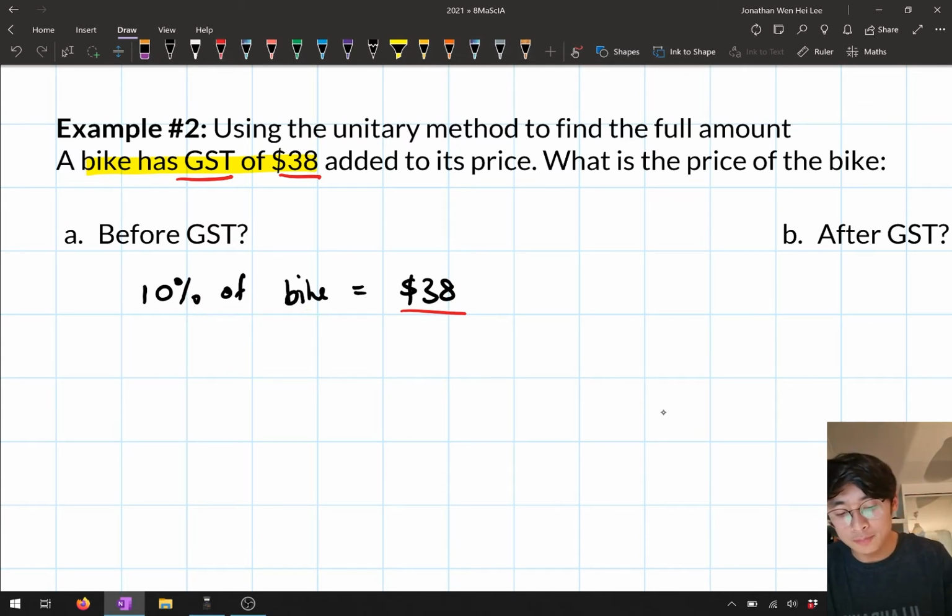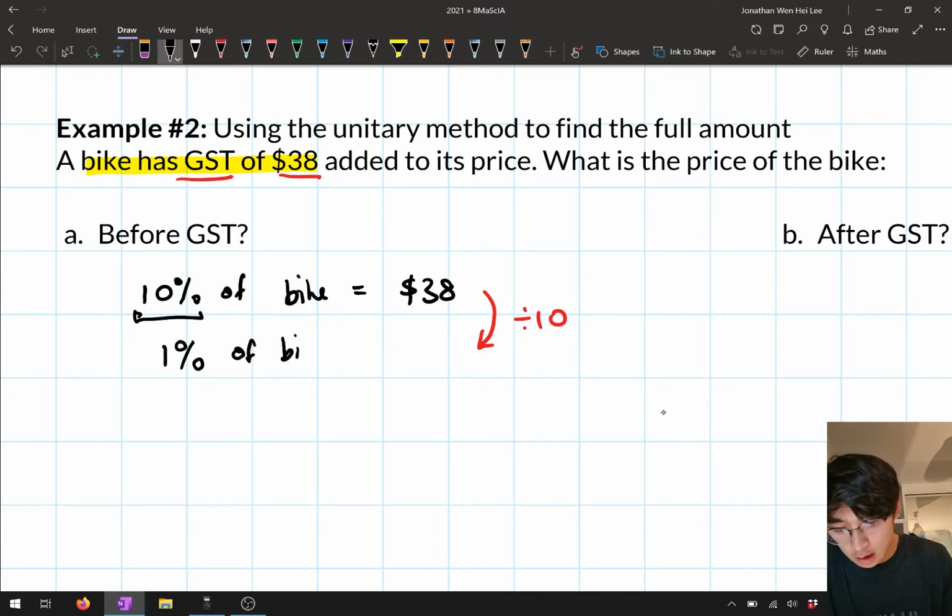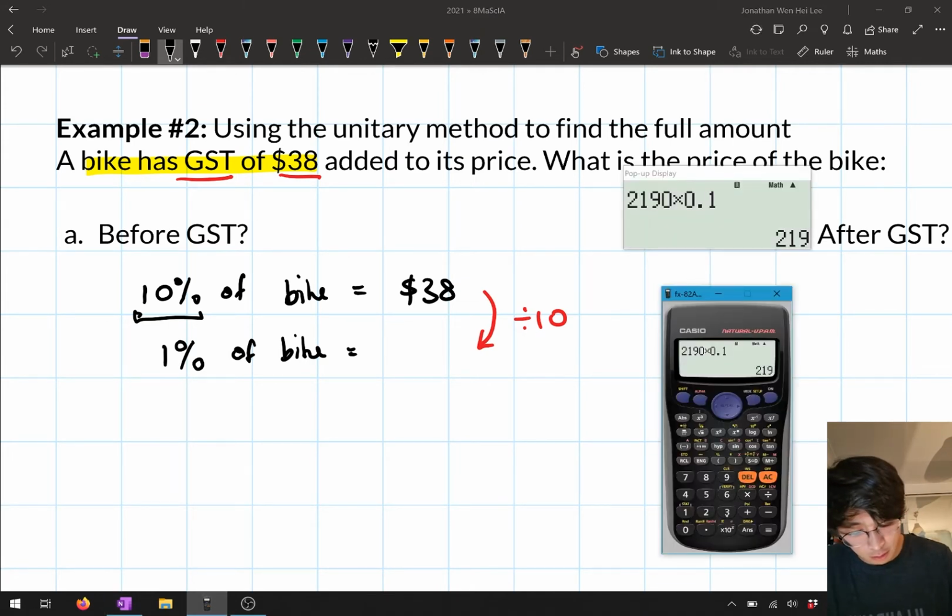Then, second step, I'm going to divide both sides by 10. The reason being is that on the left-hand side, this 10% will just become 1%, because if I divide 10 by 10, I will get 1. And on the right, when I divide by 10, 38 divided by 10 will give me 3.8.